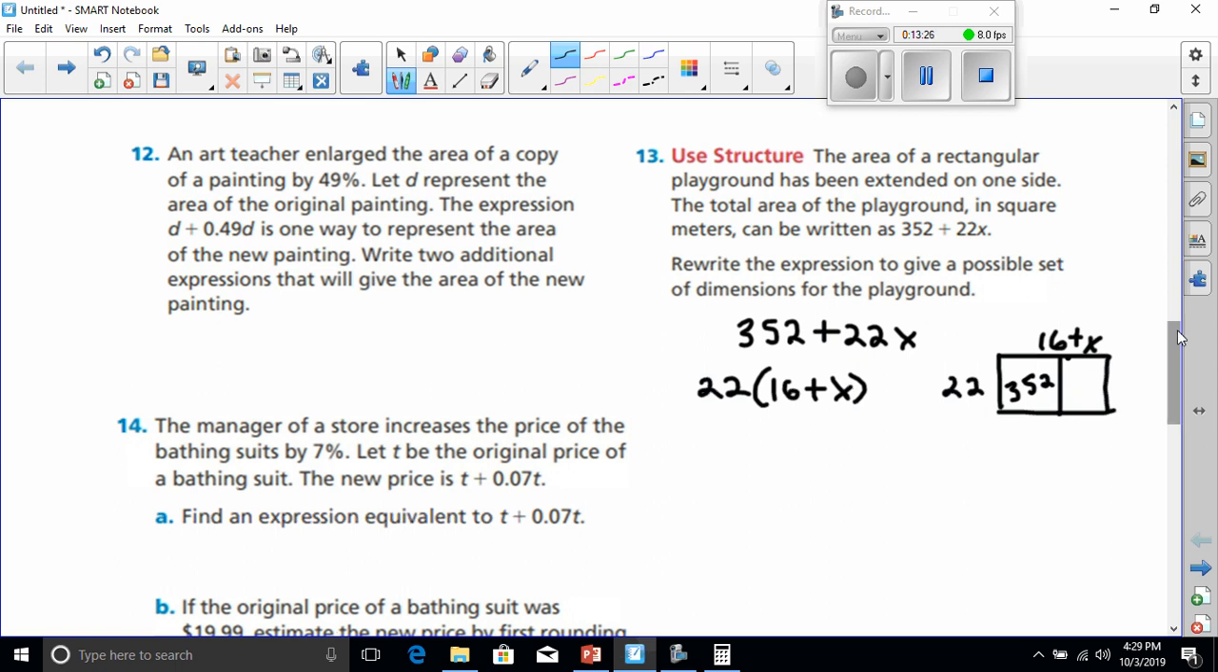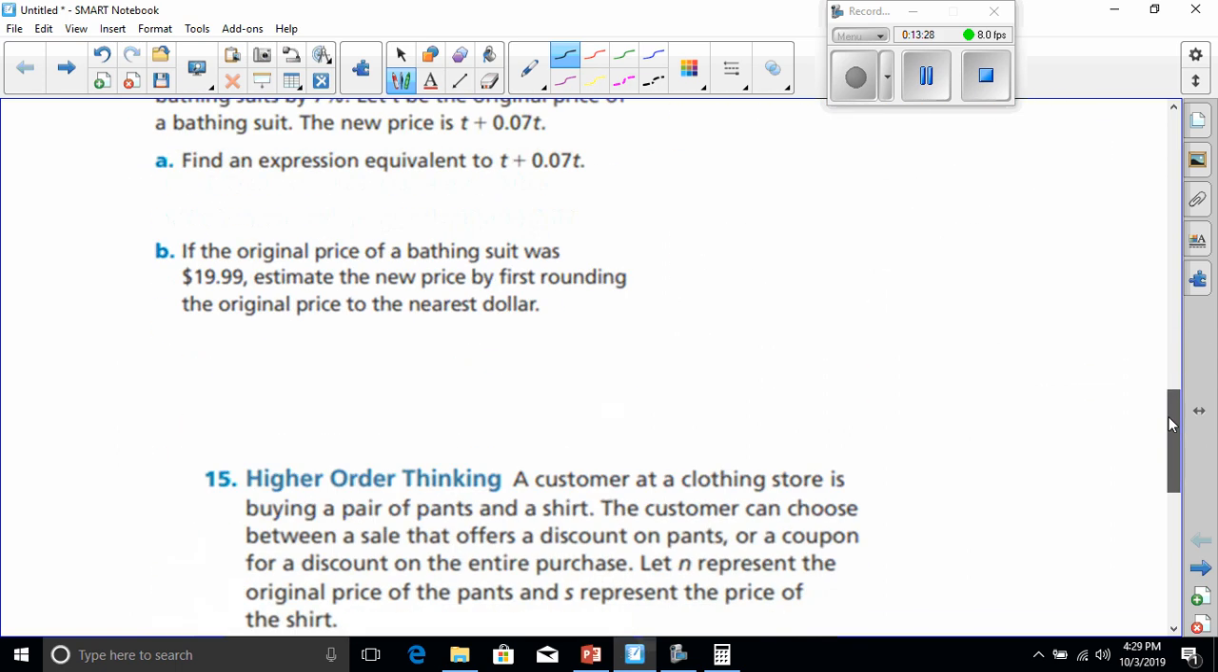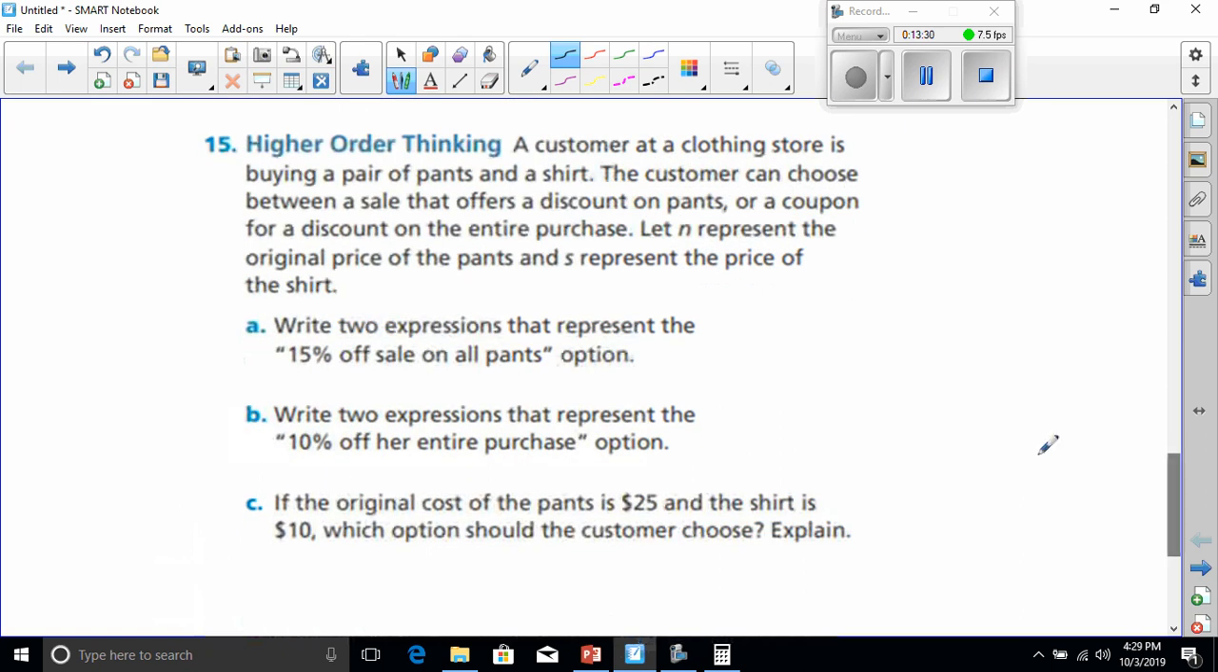All right, let's go on to number 15, high order thinking. Number 15 says a customer at a clothing store is buying a pair of pants and a shirt. The customer can choose between a sale that offers a discount on pants or a coupon for a discount on the entire purchase. Let N represent the original price of the pants and S represent the price of the shirt. Okay, it says write two expressions that represent 15% off the sale of the pants.